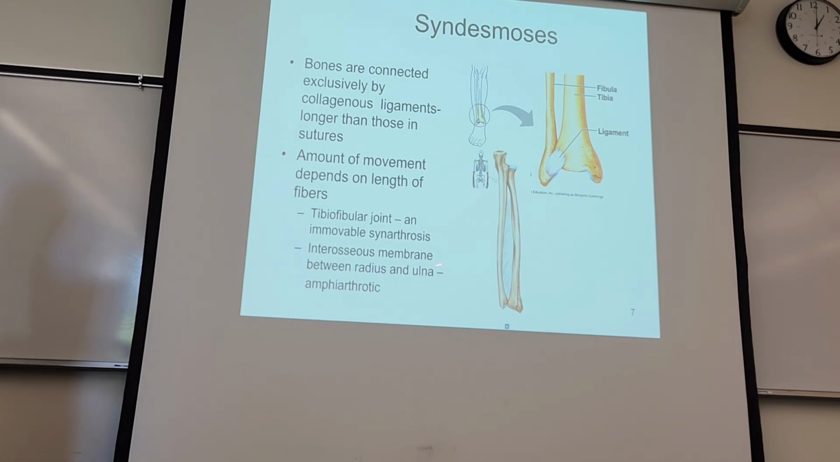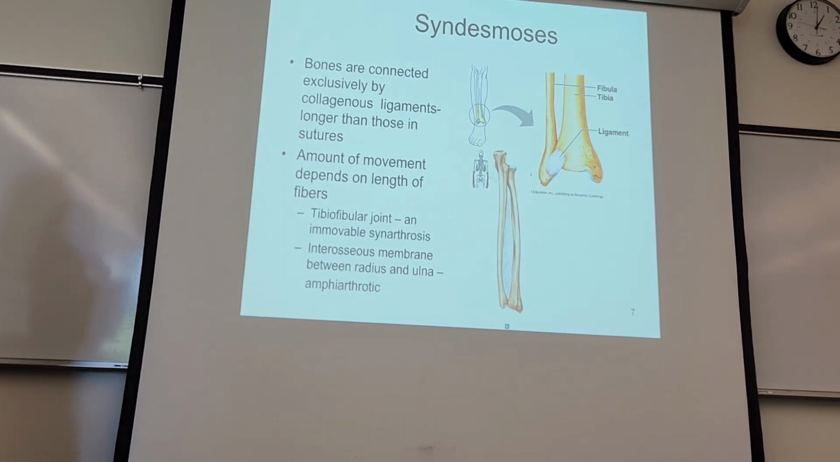Okay, the other example of a syndesmoses is the interosseous membrane in between the radius and the ulna. Again, collagen fibers running in a diagonal. This provides slight movement, amphiarthrotic, okay?